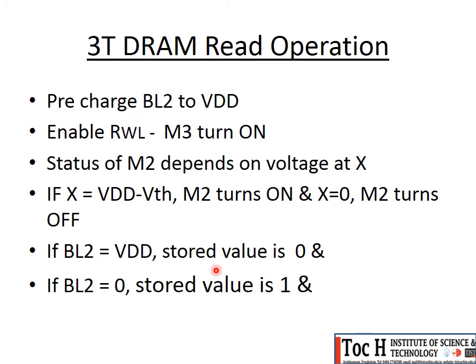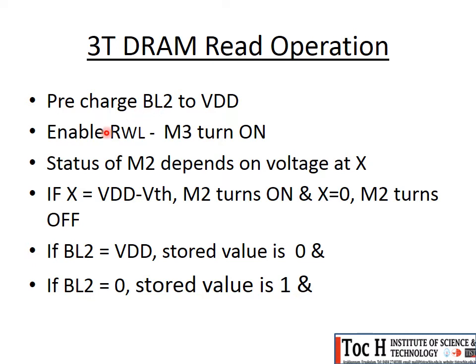So first step is, once again, the read operation, first step is pre-charge BL2 to VDD. Why have we chosen BL2? Because the RWL word line is connected to the transistor M3, which has a connection with BL2. So we need to concentrate on bit line 2 during the read operation of DRAM.